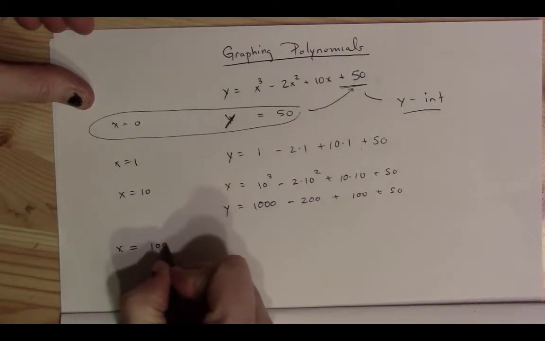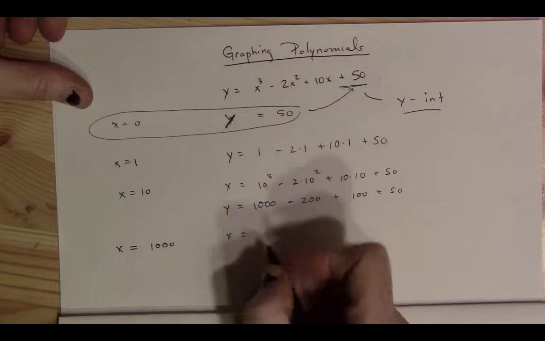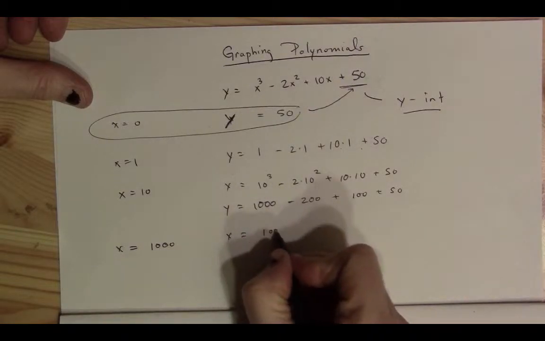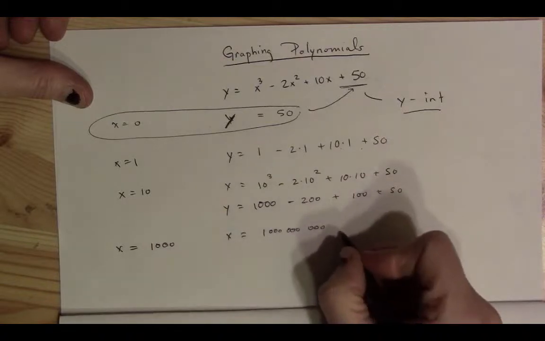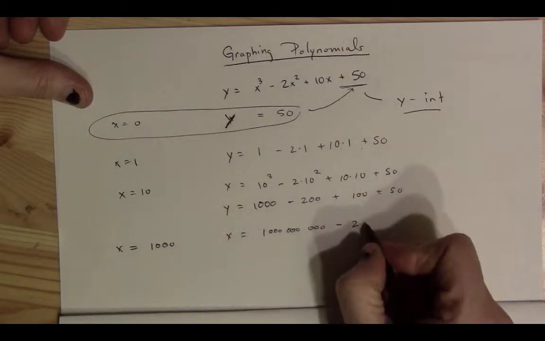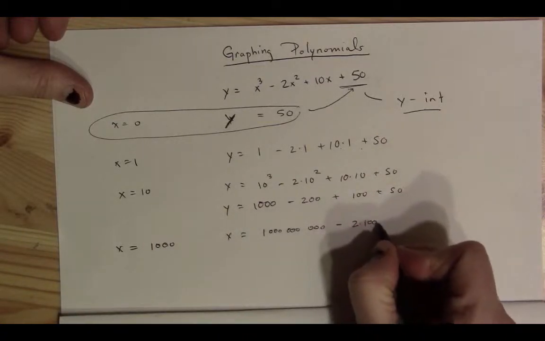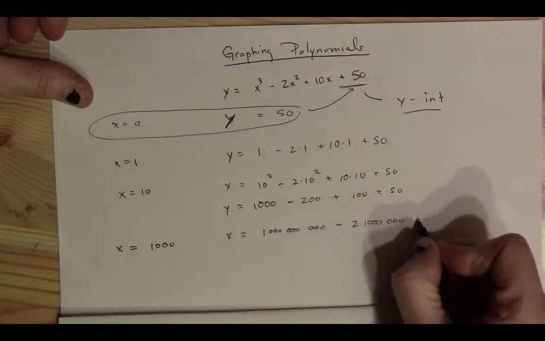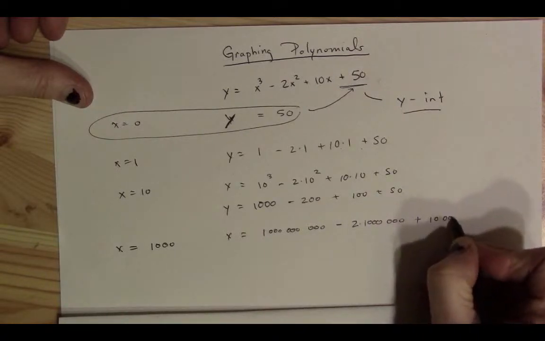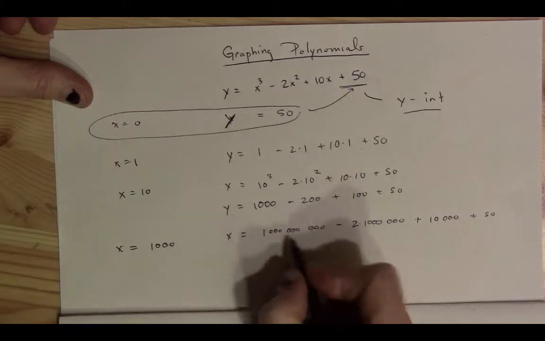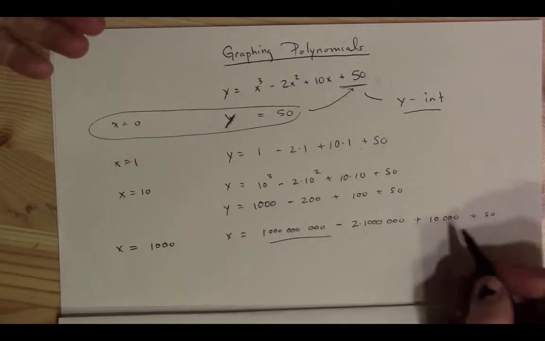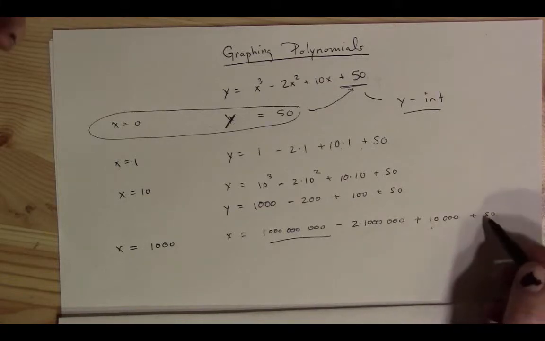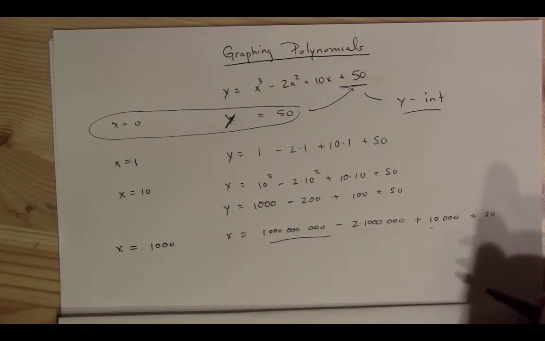If we have x being 1,000, then x cubed is 1,000 times 1,000 times 1,000, which I believe is called a billion. That's x cubed, minus 2 times 1,000 times 1,000, 2 million, plus 10 times 1,000, 10,000, plus 50. Now, if I have $1 billion, 2 million is starting to look like small change, and 10,000 certainly fairly insignificant. $50, I probably tip that just because you held the door open for me.